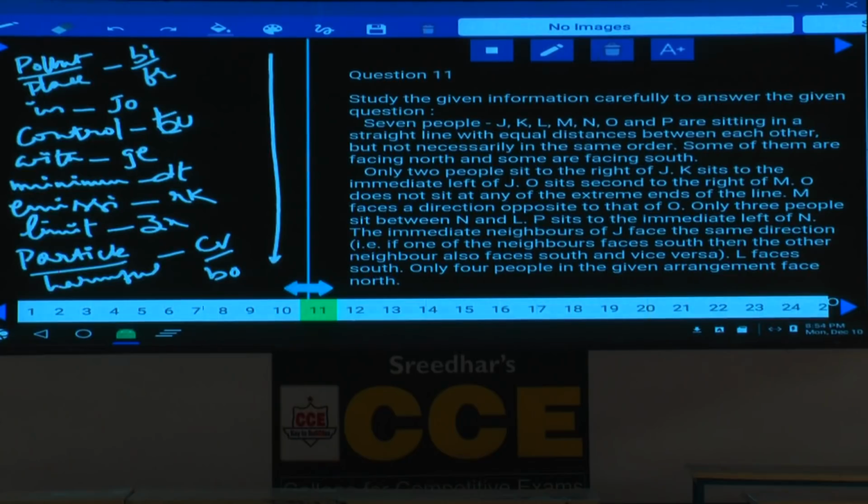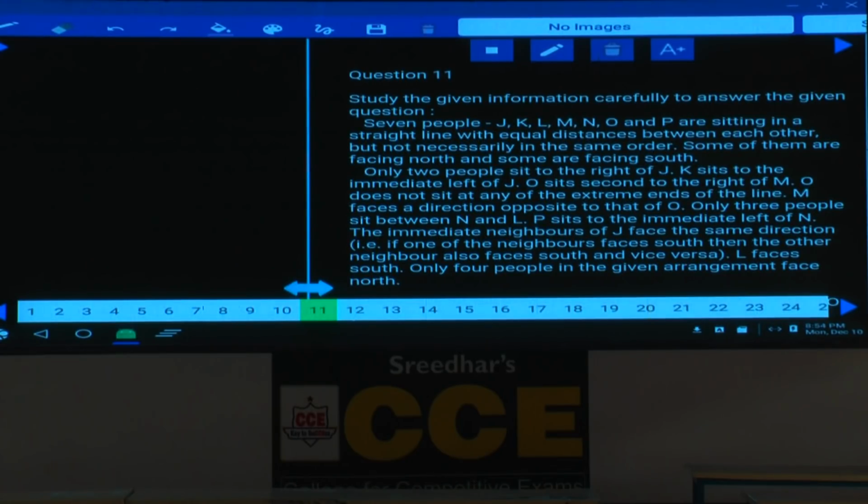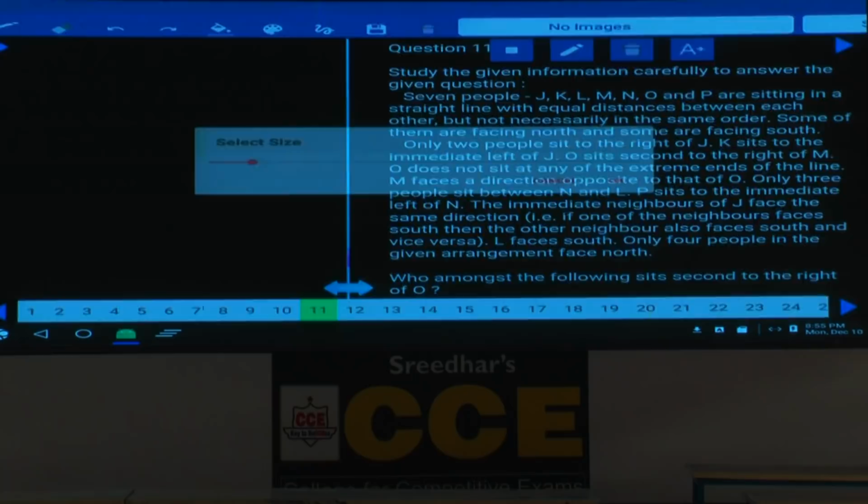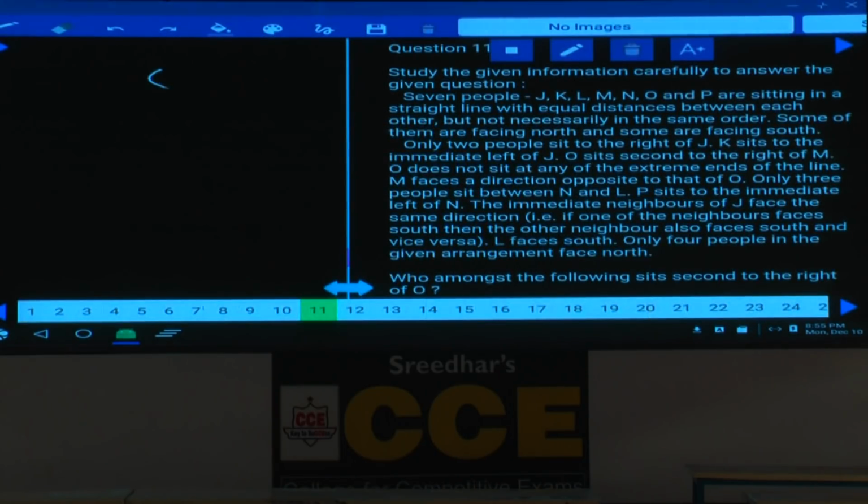Then questions 11 to 15. Now 7 people J, K, L, M, N, O are seated. Now in this one 1, 2, 3, 4, 5, 6, 7. Now 7 persons are there, and these 7 persons are seated in a straight line with equal distance between each other, but not necessarily in the same order. Some of them are facing north and some of them are facing south. Some north and some south is clearly given.